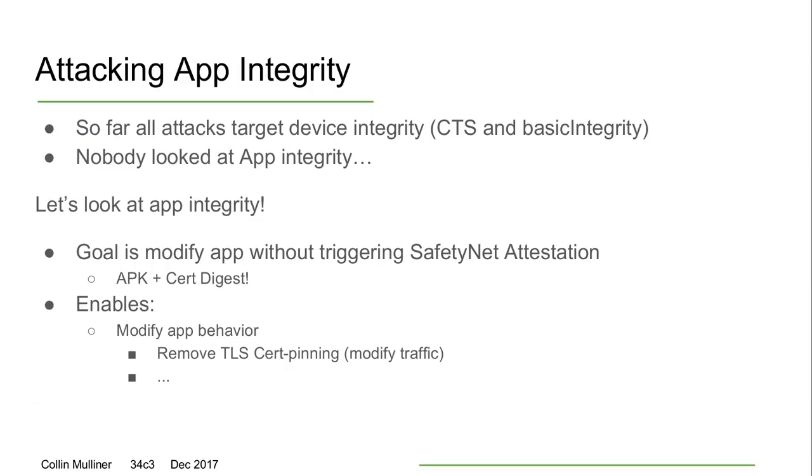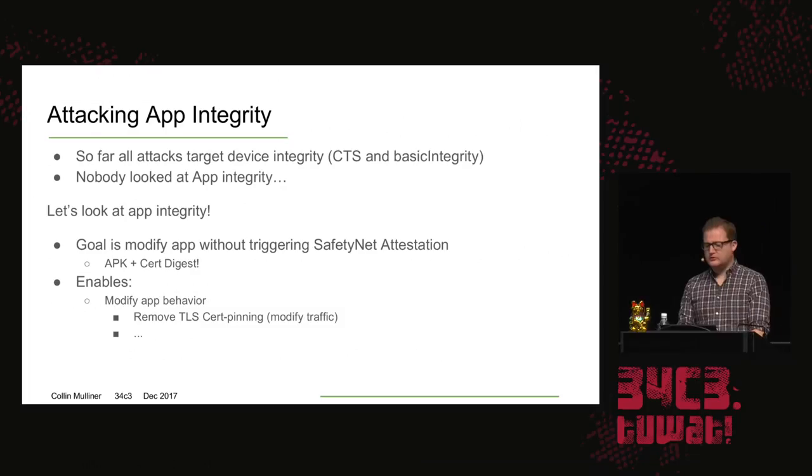The other two checks can obviously be bypassed, and really nobody ever looked at app integrity, and I was really wondering why. That's kind of interesting for us, so I was looking into app integrity. The goal behind app integrity is to detect if somebody modified your application. You do that by looking at the APK digest and the cert digest. Because if you could modify the APK, you can remove things like the TLS cert pinning and modify traffic, and you probably don't want that to happen. So app integrity is very interesting.